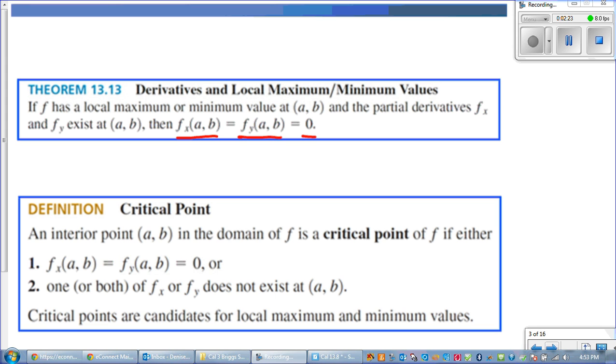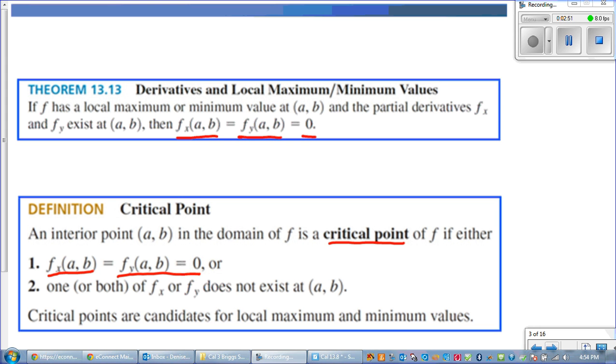So what we'll do first is we're going to find those critical points, just like you did when you were doing it in Calculus 1. An interior point in the domain of f is a critical point if either the partial with respect to x and y are both 0, or one or both of those partials does not exist. Okay, the same thing you did back in Calculus 1.